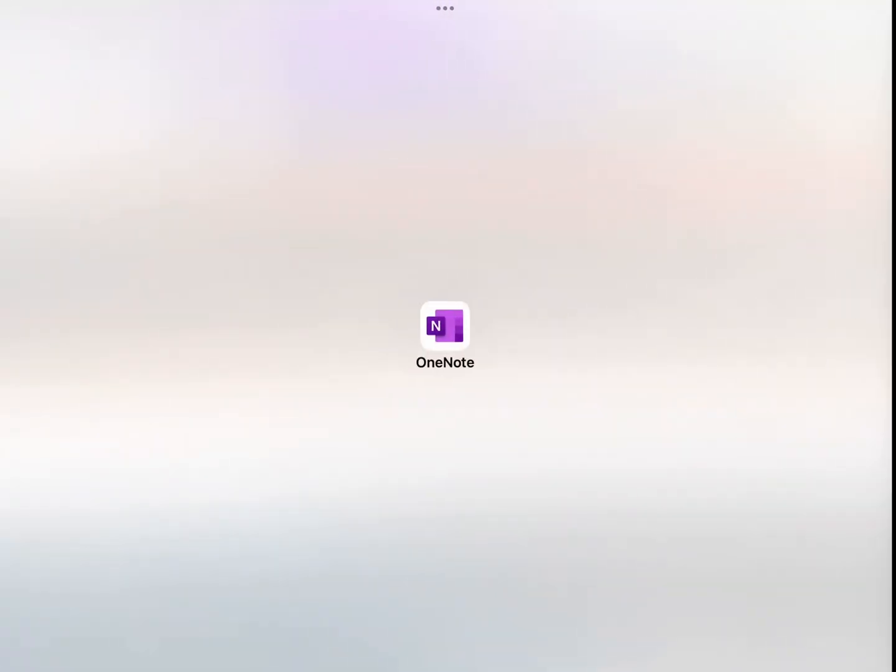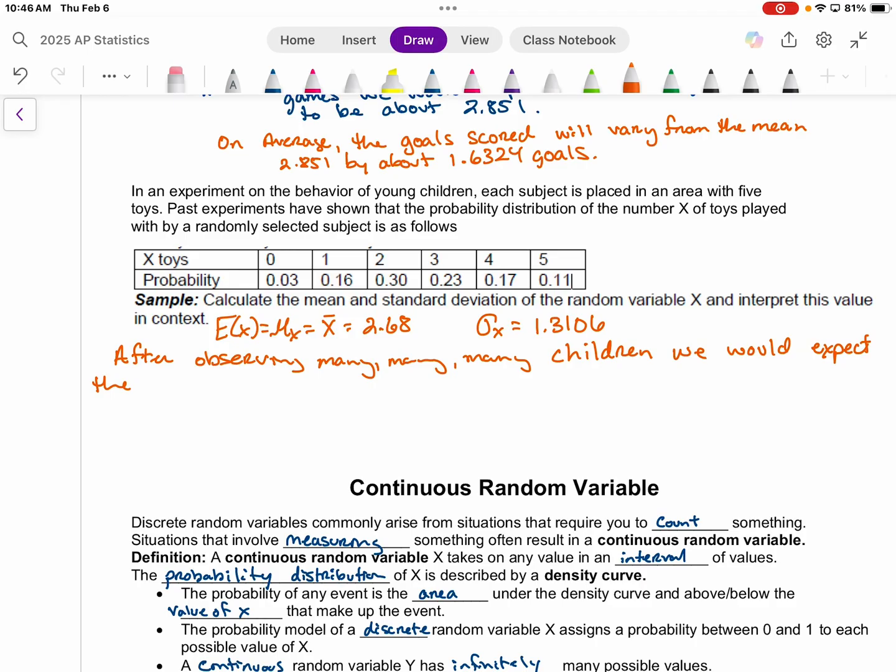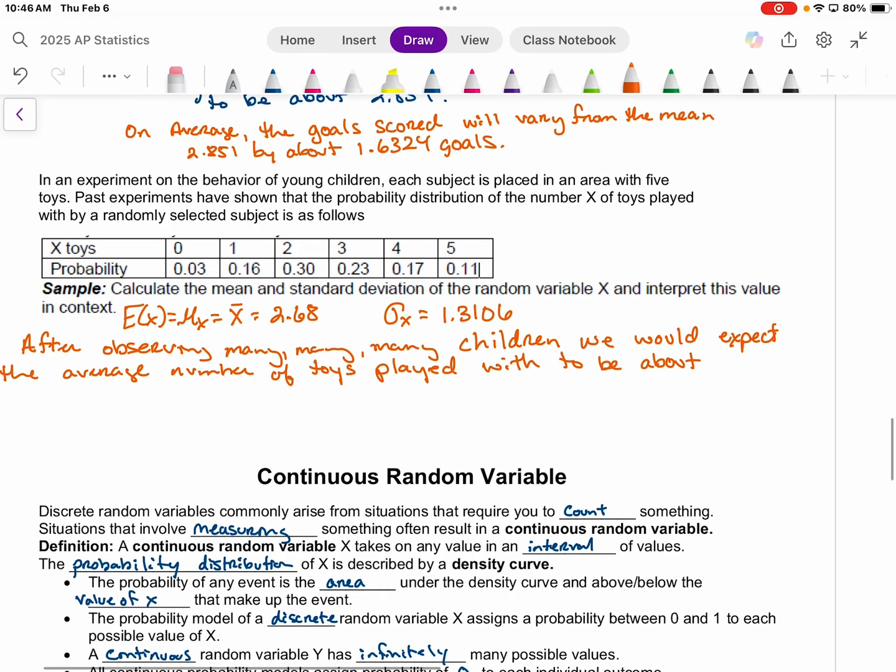Now my interpretations. After observing many children, we would expect that the average number of toys played with to be about 2.68.